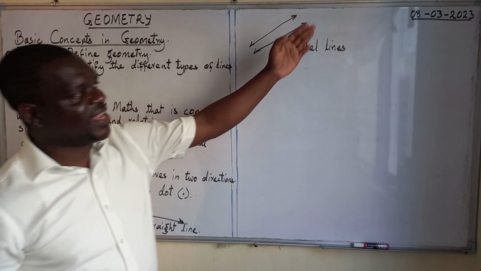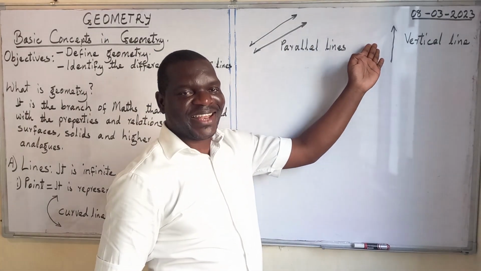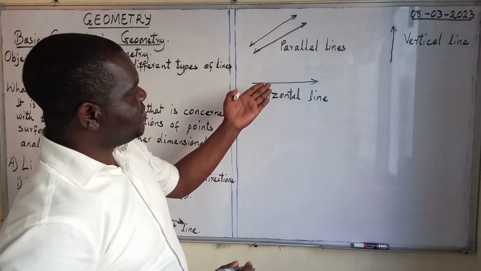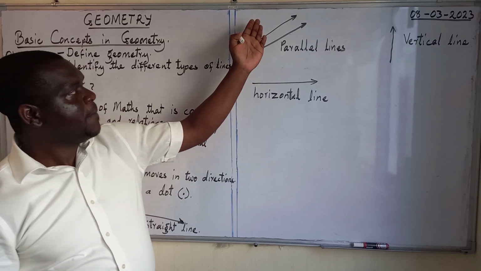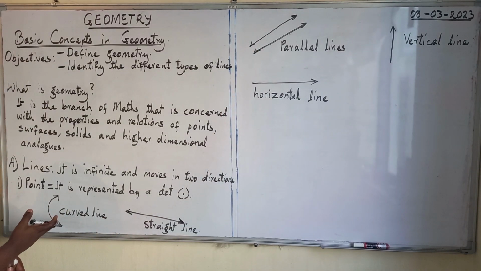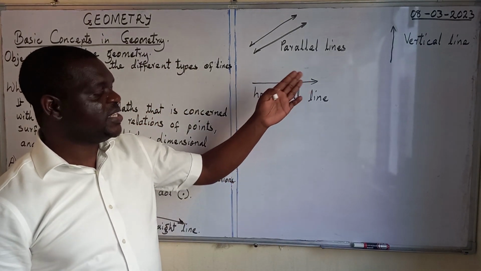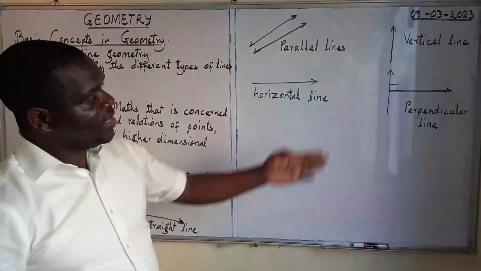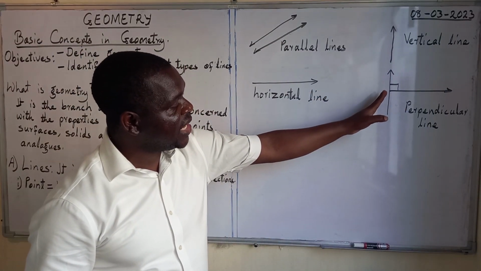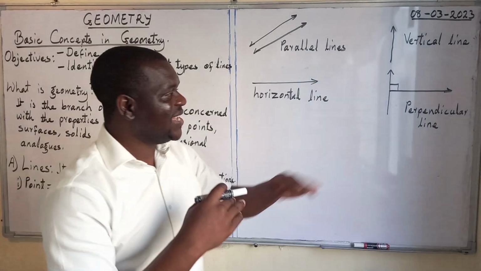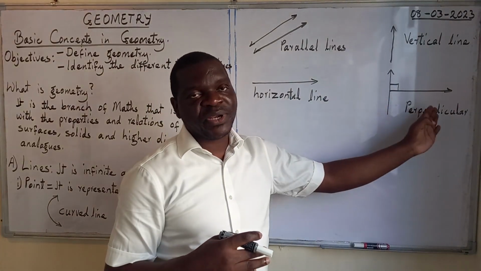Let's move to the next kind of line. Next to parallel lines, we have a vertical line. Let's move to the next. This is a horizontal line. Vertical, horizontal, parallel, straight line, curved line. These are the different aspects of lines. Let's move forward to see other types of lines. Here we have a perpendicular line. What have you noticed about this? A perpendicular line meets at a right angle, and you have a right angle formed. We call that a perpendicular line.